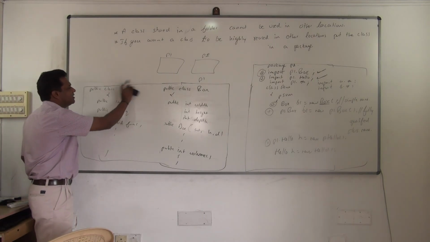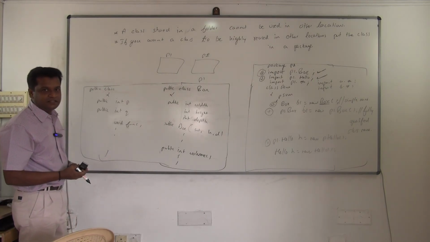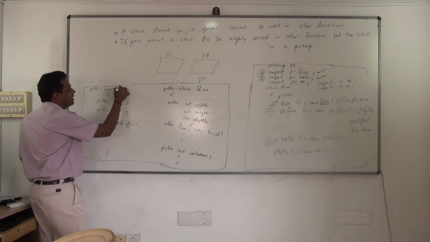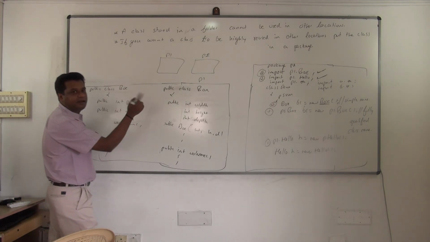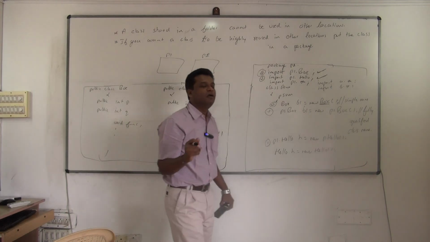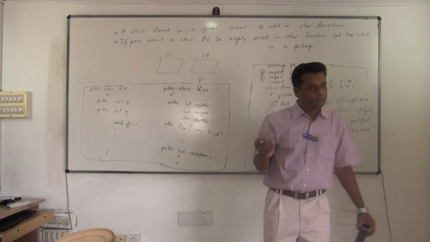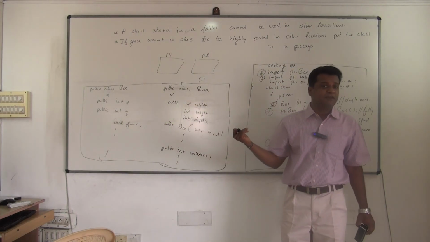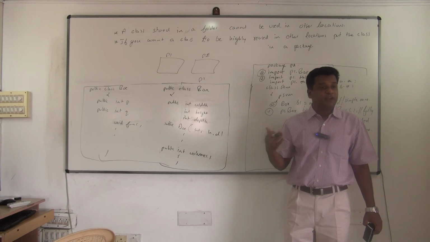Just see, in the same example I'll modify. Public class Box. Public class Box. Both the names are called what now? Box only. But the members are different now. So many times there's a high possibility that two classes can have the same name.